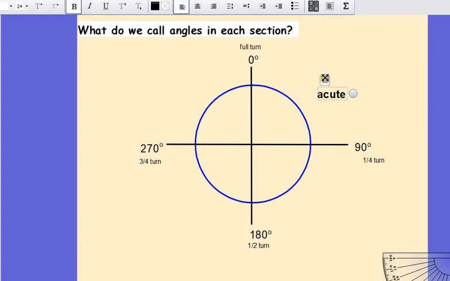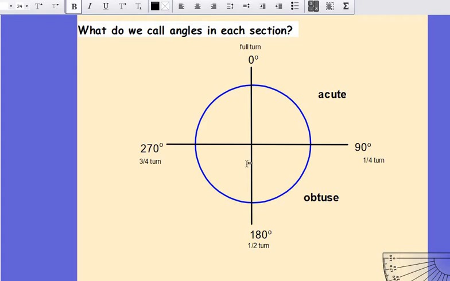Acute angles, brilliant. How about if I start facing upwards and I turn all the way around to somewhere between 90 and 180 degrees? What do we call those types of angles, Kiara? Begins with an A. Obtuse angles, brilliant.